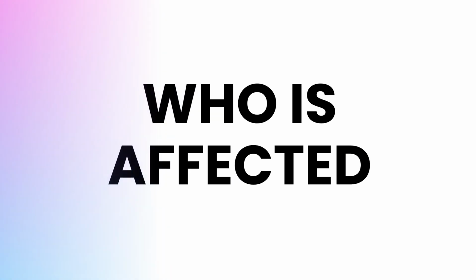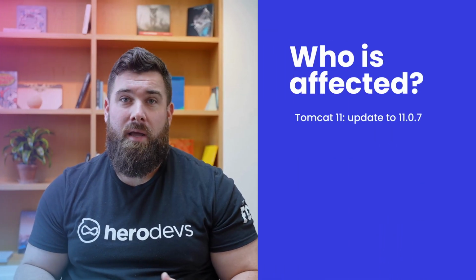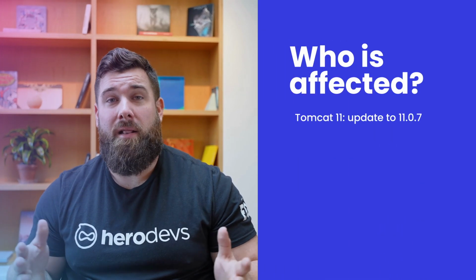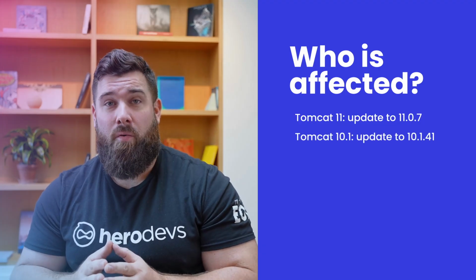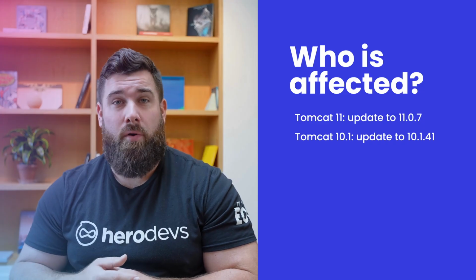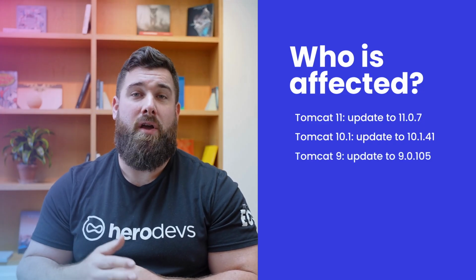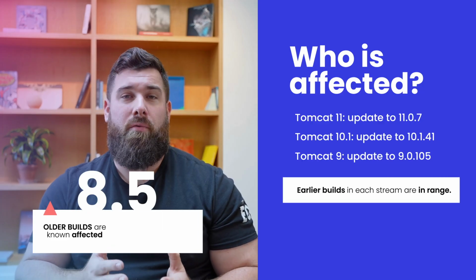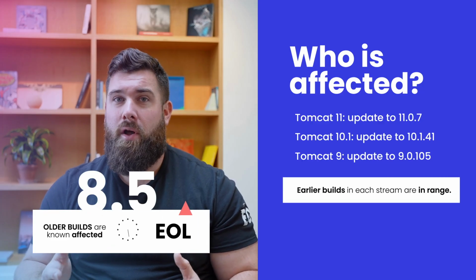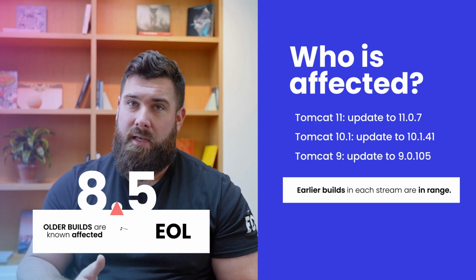So who's affected? This touches multiple Tomcat streams. The community fixes landed in Tomcat 11. You just need to update to 11.0.7. Tomcat 10.1, update to 10.1.41. Tomcat 9, you update to 9.0.105. Earlier builds in each stream are in range. Older 8.5 builds are known affected, but 8.5 is end of life upstream.